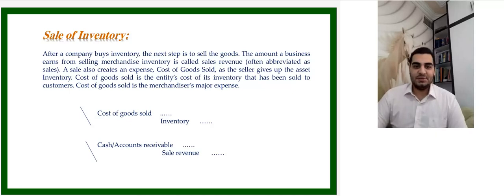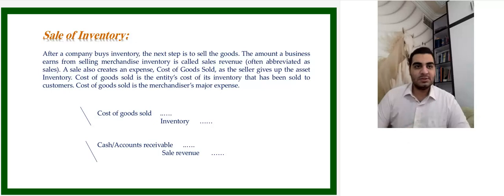On this page, we're going to discuss sale of inventory. After we purchase our inventory, it's time to sell it. After a company buys inventory, the next step is to sell the goods, obviously. The amount a business earns from selling merchandise inventory is called sales revenue. It could also be abbreviated as sales.